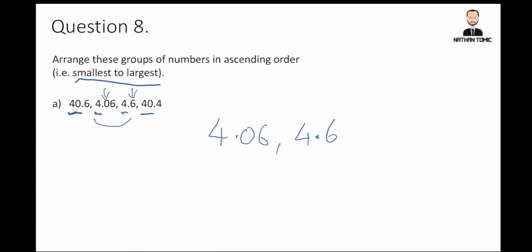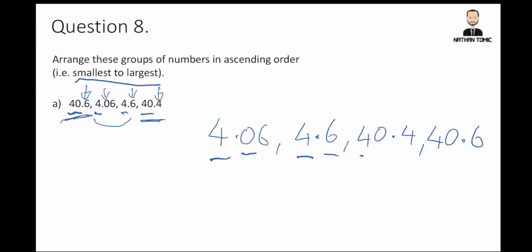We now need to look at the 40.6 and 40.4, these two here. So again, they've both got 40 at the beginning, so we're now looking at the 6 here and the 4 here. So it's pretty obvious that the 4 is smaller than the 6, so we would end up with 40.4 and then 40.6. So looking carefully again, we have units being the same here, but the tens are in order, and then we have units being the same here, but the tenths are in order there as well. So they are now in order.